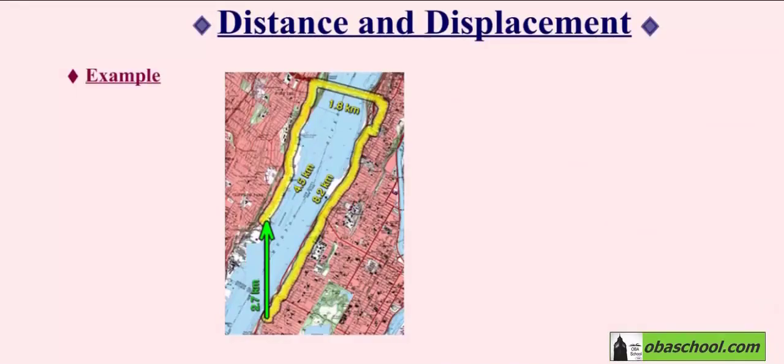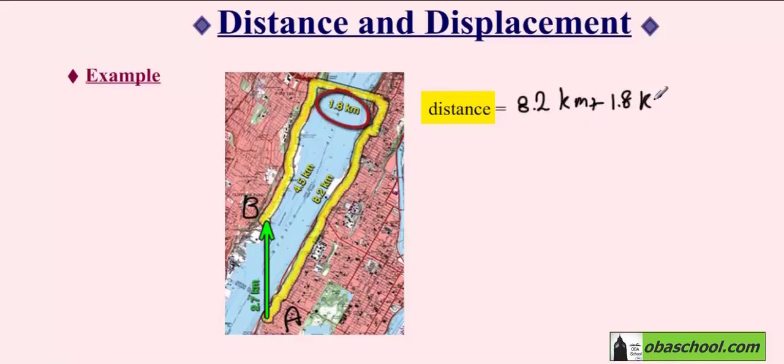We will look at another example. To measure the distance and the displacement, this is a part of a map. An object moved from this point, which we will call A, and moved along the yellow path until it reached the point B. Thus, the distance is the entire path that the object moved in, which is 8.2 kilometers plus 1.8 kilometers plus 4.5 kilometers, which is 14.5 kilometers.